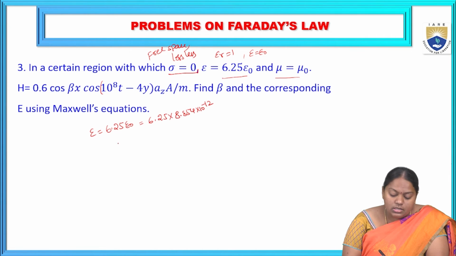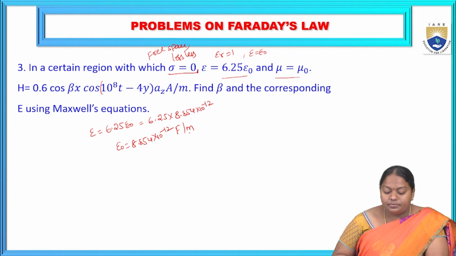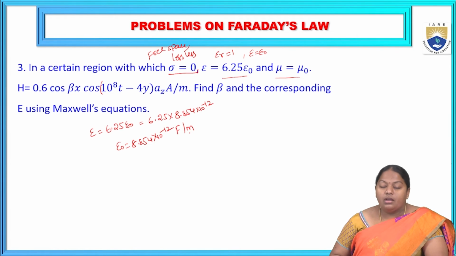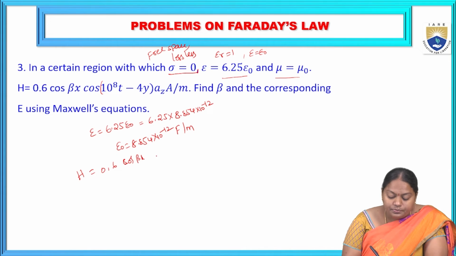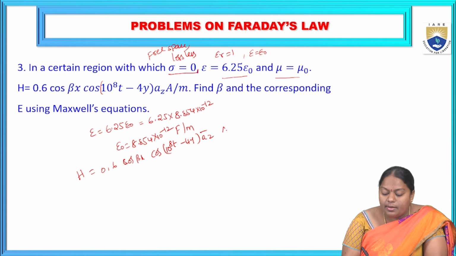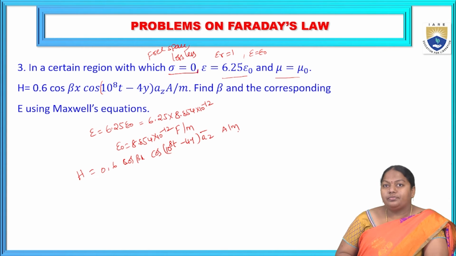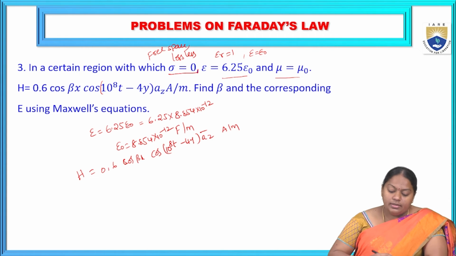And as we know, its epsilon naught value is 8.854 into 10 power minus 12, and the unit for this is farad per meter. And H is given as 0.6 cos beta x into cos 10 power 8 t minus 4y into az ampere per meter.